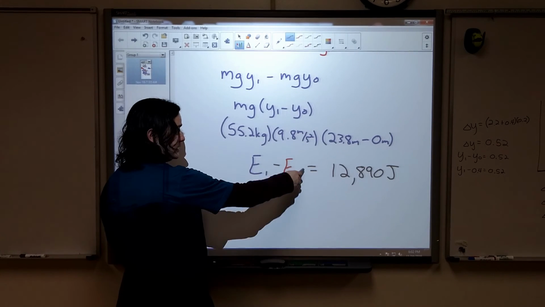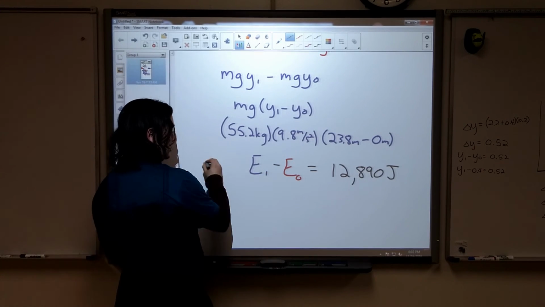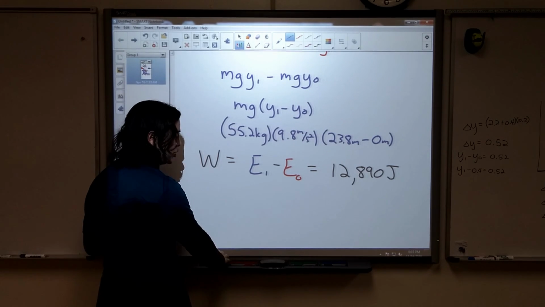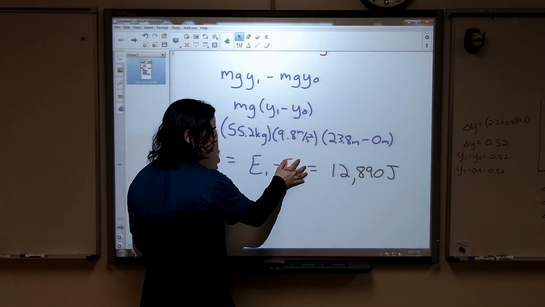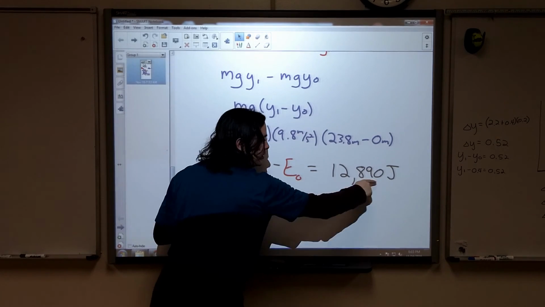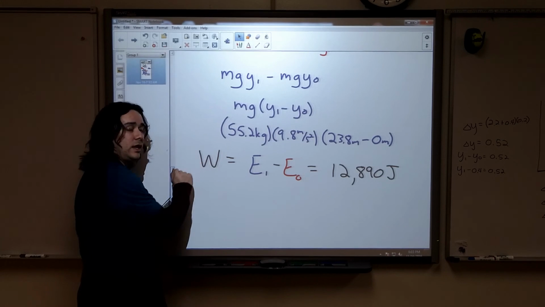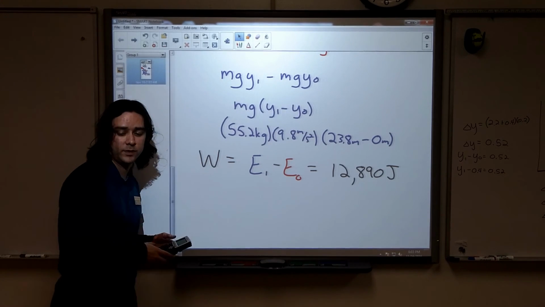And since this is my delta E, final minus initial, it is also equal to my work. That's how much energy was added in. I had some energy at the beginning, and at the end, I have nearly 13,000 joules more. That has to be transferred in. That's what work is, the transfer of energy.